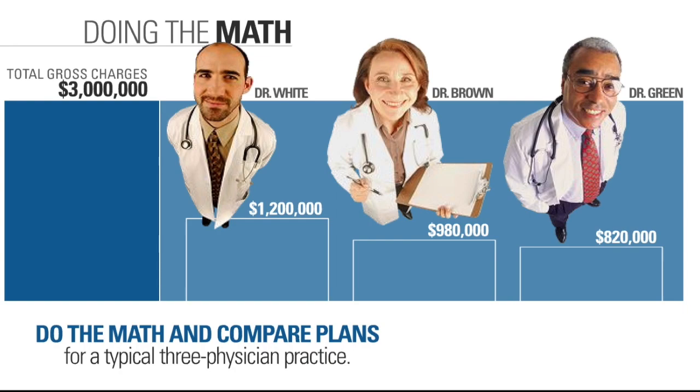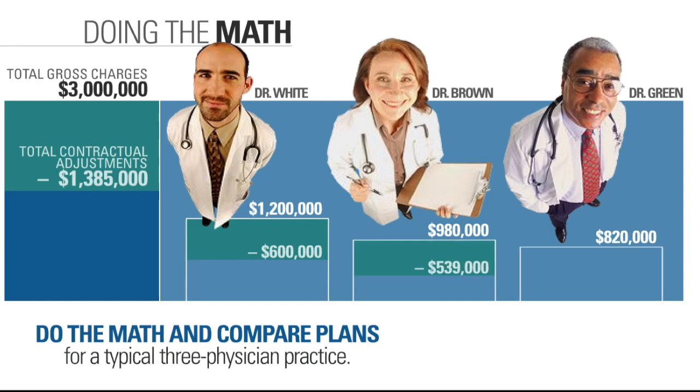We'll also use the same figures for contractual adjustments in each of the three scenarios. The practice as a whole has $1,385,000 in contractual adjustments, of which Dr. White has $600,000, Dr. Brown has $539,000, and Dr. Green has $246,000. When we subtract the contractual adjustment from the gross charges, we're left with the net revenue. In each of the following scenarios, the total net revenue for the practice is $1,615,000. For Dr. White, the net revenue is $600,000.